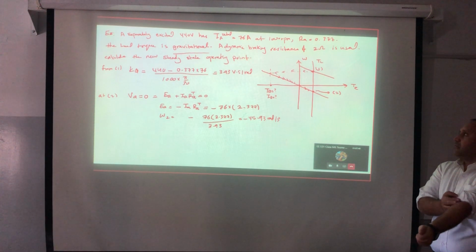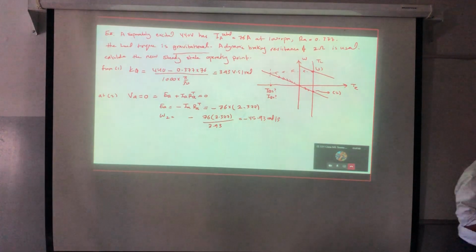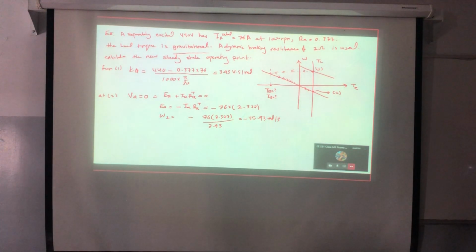Who can tell me TB equals what? TB equals minus K phi multiplied by IA. So this will equal minus 3.93 multiplied by 76. And if I do the math, it will be 173.14 Newton meters.